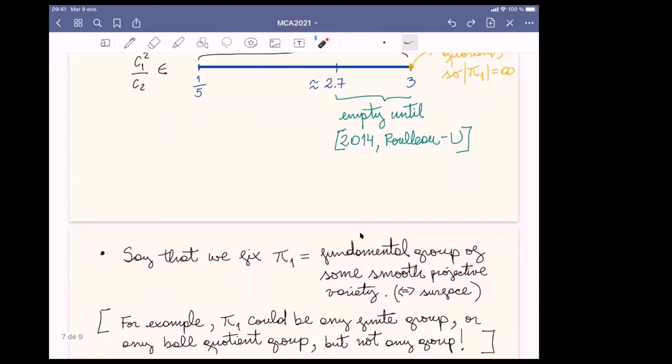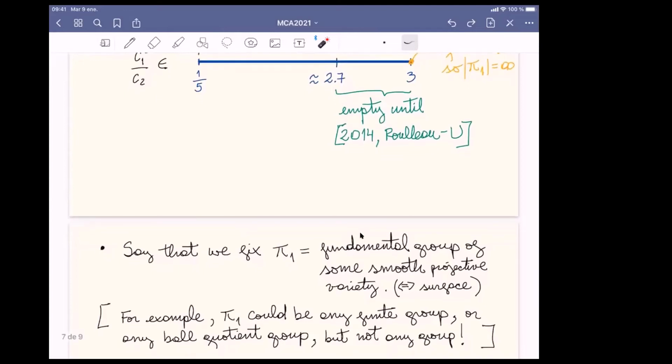Examples. Pi 1, the fundamental group, could be any finite group. So there are a lot of groups. Notice the difference with dimension 1, where we have this fixed infinite, well, except, well, infinite because G is bigger or equal than 2. And now any finite group is possible for higher dimensions. Or any ball quotient group. You can take a ball quotient group and fix it.